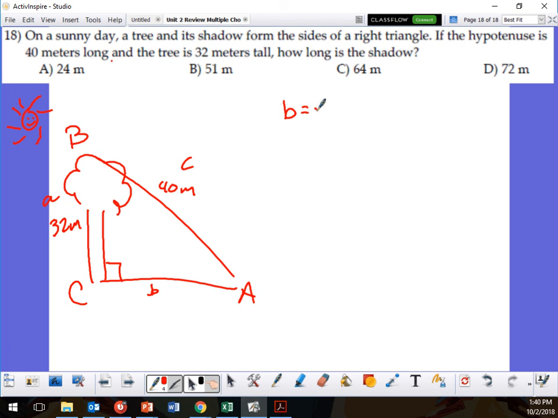B is equal to the square root of C squared minus A squared, right? That's the abbreviated version, with the work already done for you. So B is equal to the square root of 40 squared minus 32 squared. And what do we come up with? 24.